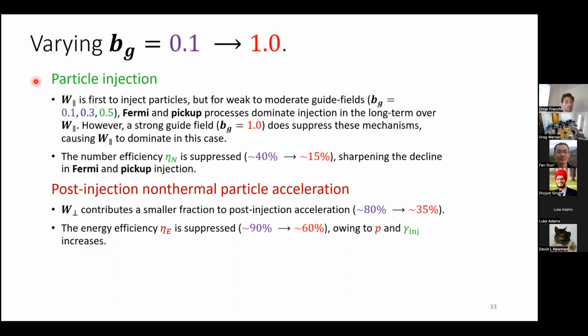For post-injection acceleration, we didn't get to go through it, but the story is similar. W perpendicular electric fields are suppressed, the parallel index is steepened, and the injection energy increases, which also decreases the energy efficiency quite significantly.